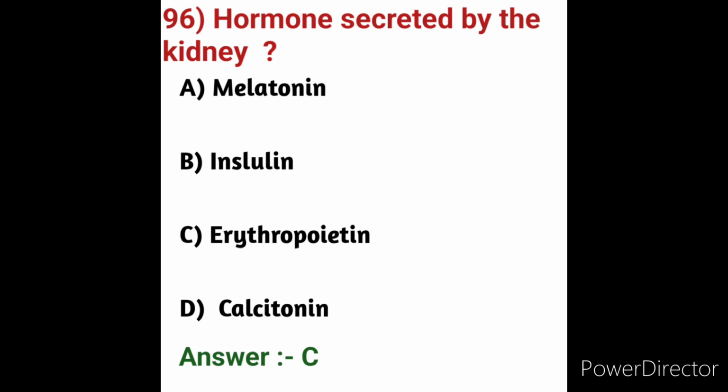Question number 96. Hormone secreted by the kidney. Option A, melatonin. Option B, insulin. Option C, erythropoietin. Option D, calcitonin. For these options, we have to know which gland secretes which hormone. Option A, melatonin, is secreted by the pineal gland. Option B, insulin, is secreted by the pancreas. Option D, calcitonin, is secreted by the thyroid gland. Option C, erythropoietin, is secreted by the kidney. Option C is the correct answer.